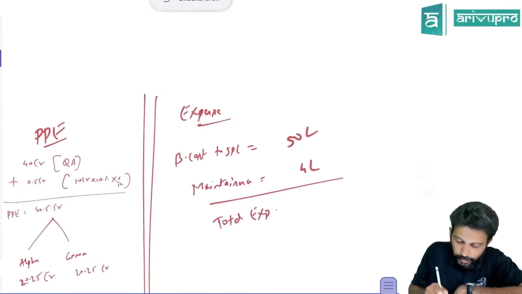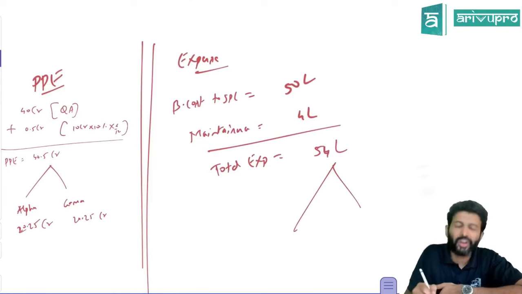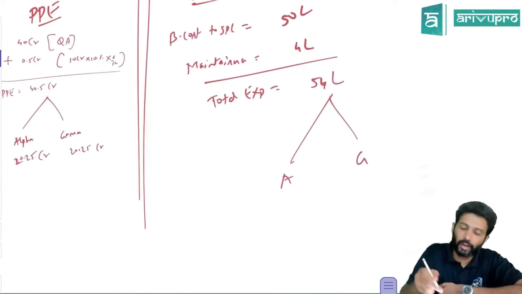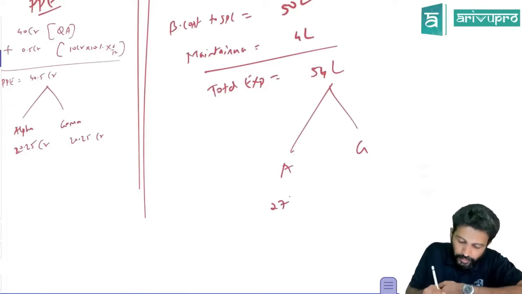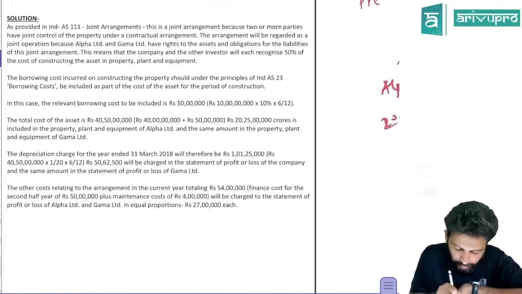The total expense is 54 lakhs, and it's a joint operation. So each party will record their share of expenses equally. Alpha, gamma. Alpha will record 50%. So 54 lakh, 50%, which is 27 lakh. Gamma will record 27 lakh of his expenditure. That's what they've given over here.